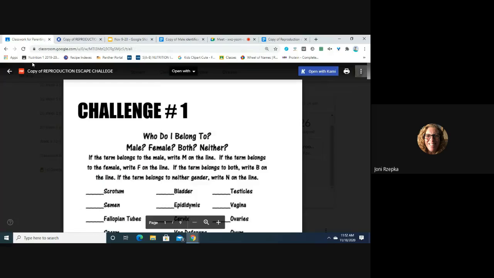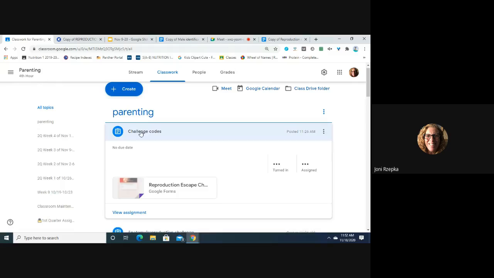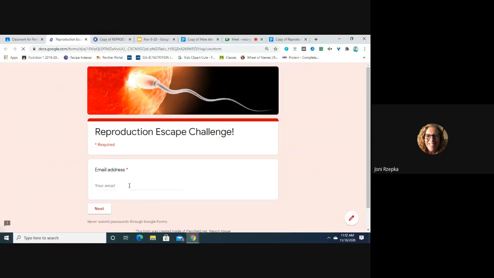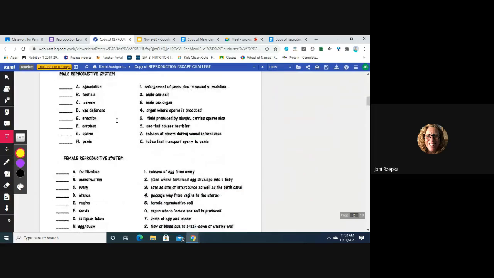Then you're going to go back into Google Classroom and do the challenge codes. So I go to this and put my email in, and you're going to choose other and write in the word parenting. Then it's going to ask you what the code is. When you get the code in there, it should take you to the next challenge. So you go back to challenge number 2 and answer these questions. Like for number 1, let's say it's C, and number 4 is F, or what have you.